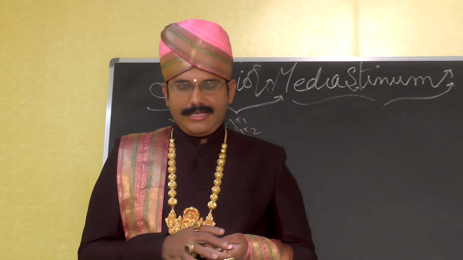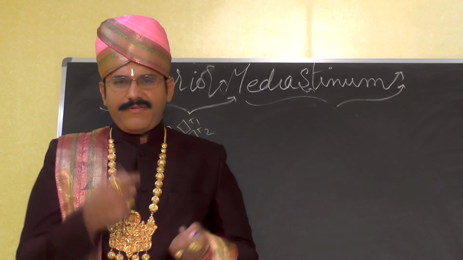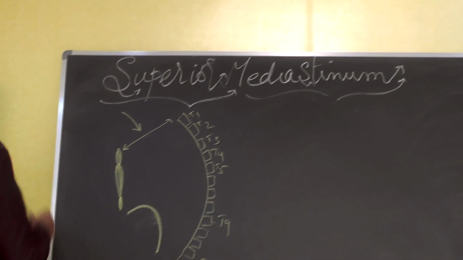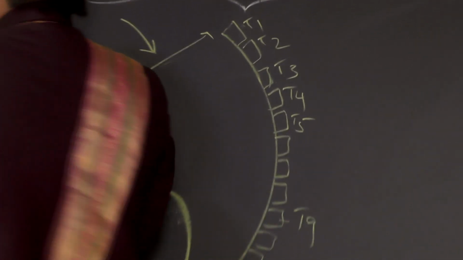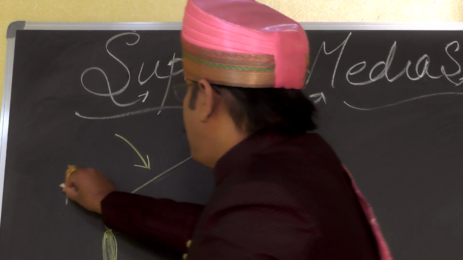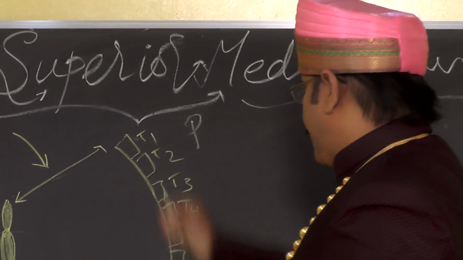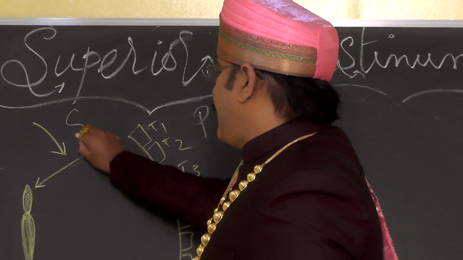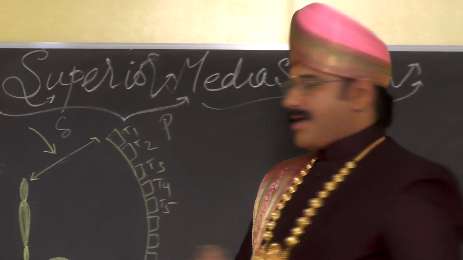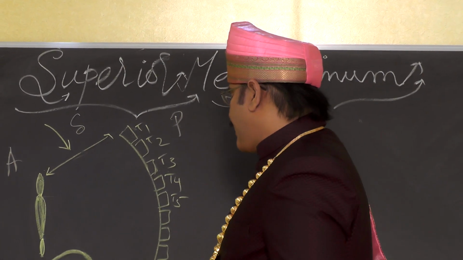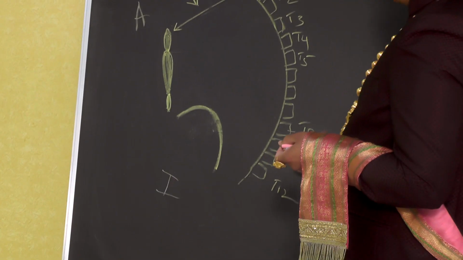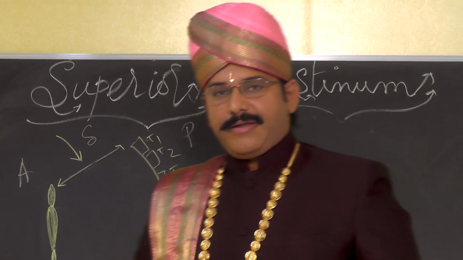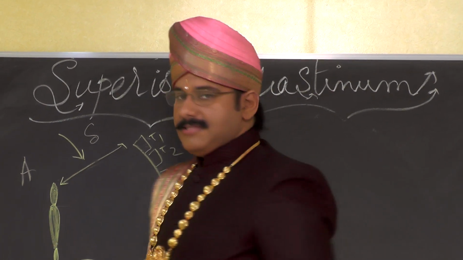Last class we learned about the mediastinum. Briefly, we will discuss the boundaries of the mediastinum. Anteriorly we have the sternum. Posteriorly we have the vertebral column, with the 12 thoracic vertebrae and the intervening intervertebral discs. Inferiorly there is the diaphragm, and superiorly there is the inlet of the thorax.